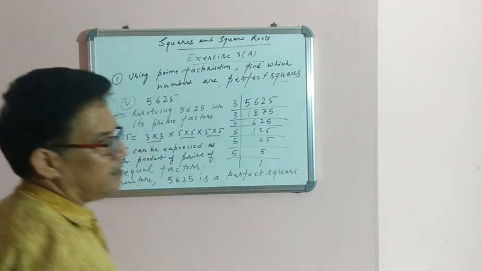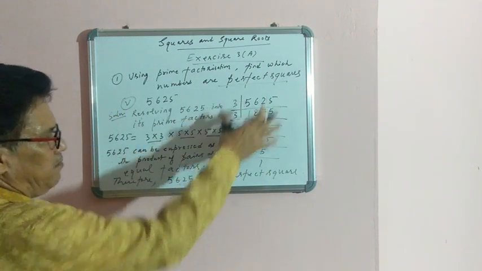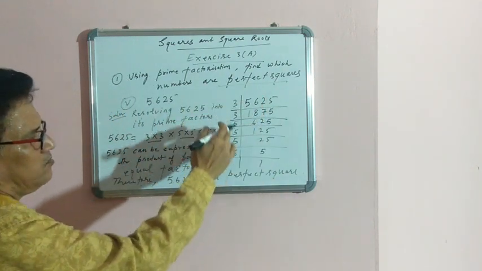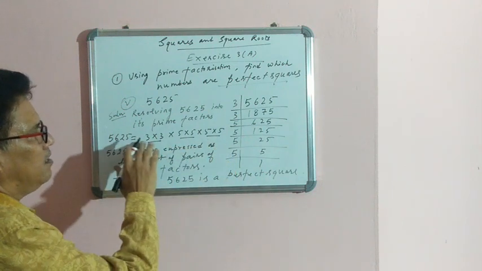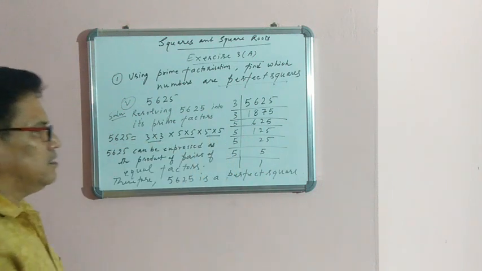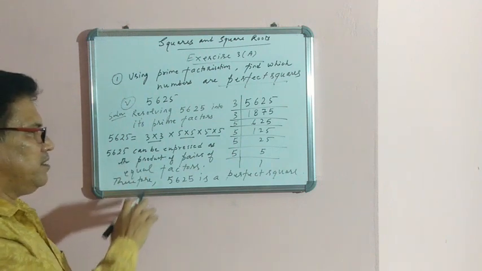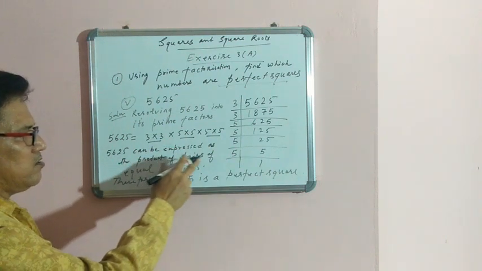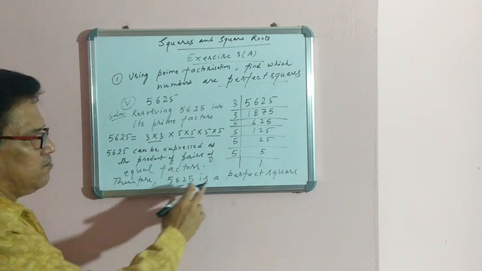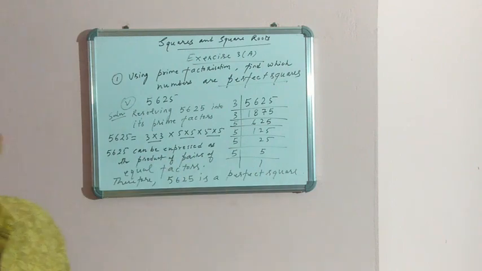What have we done again? We have done the prime factorization: 3 two times, then 5 four times. We have written it in this way, then made the pairs. Now we have written the same statement: it can be expressed as the product of pairs of equal factors. Therefore, it is a perfect square.